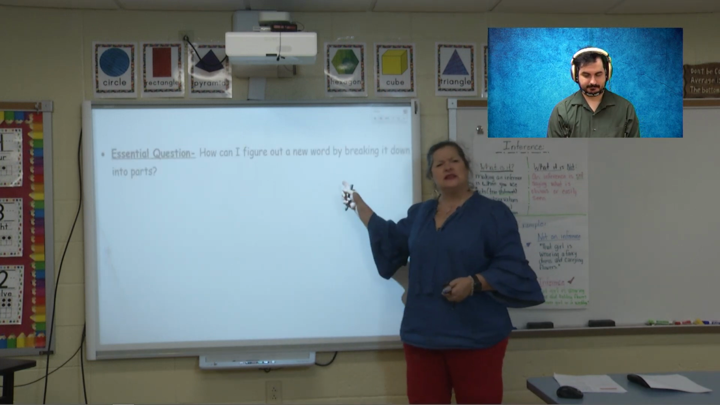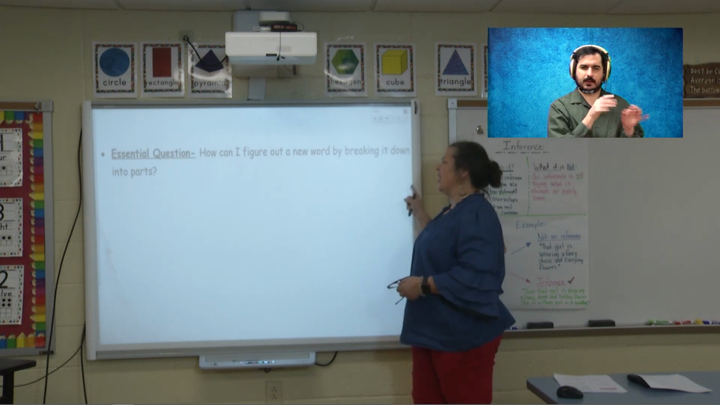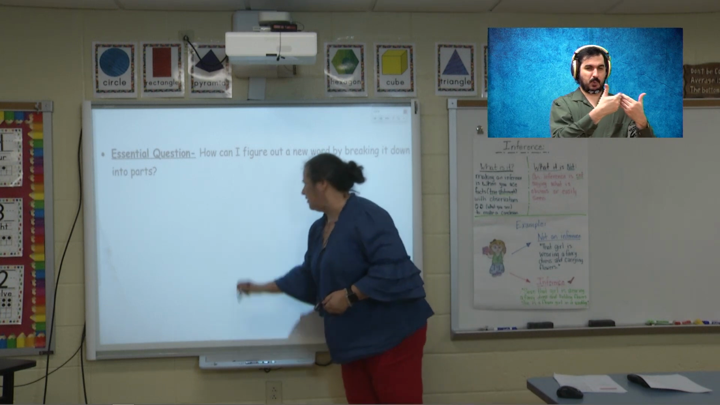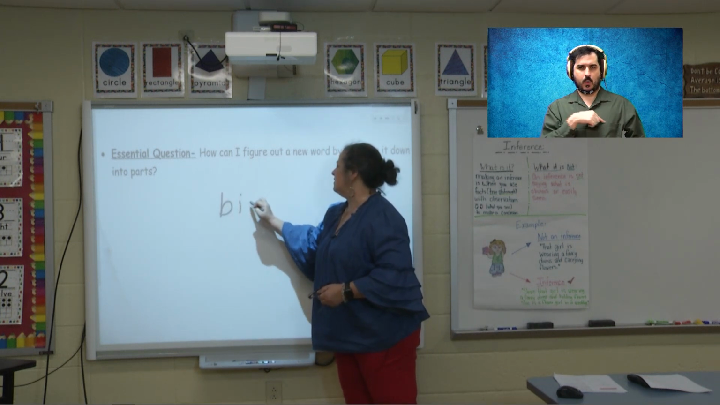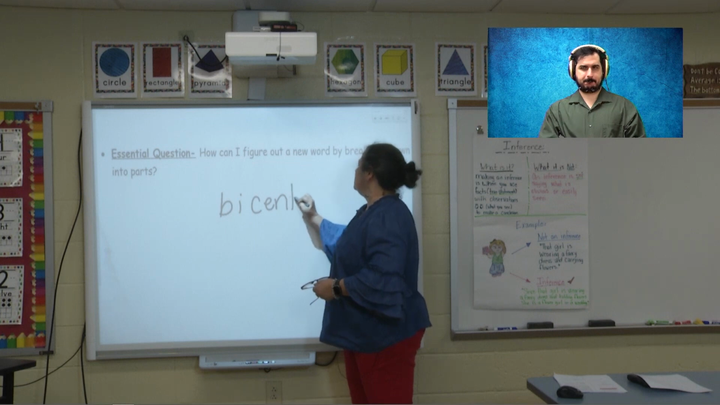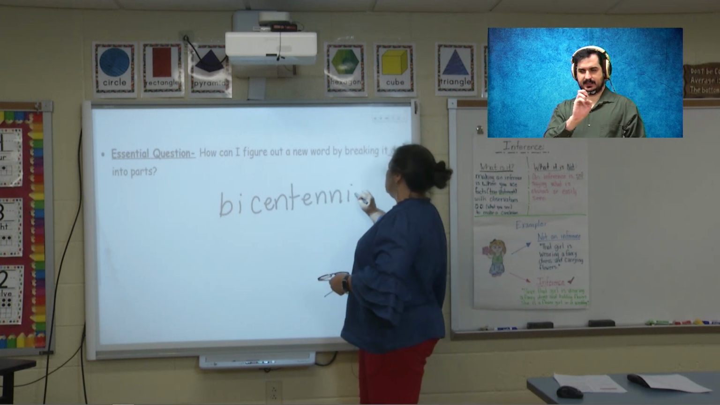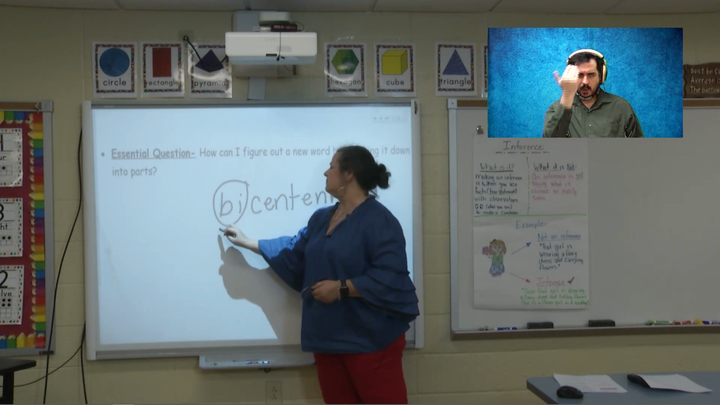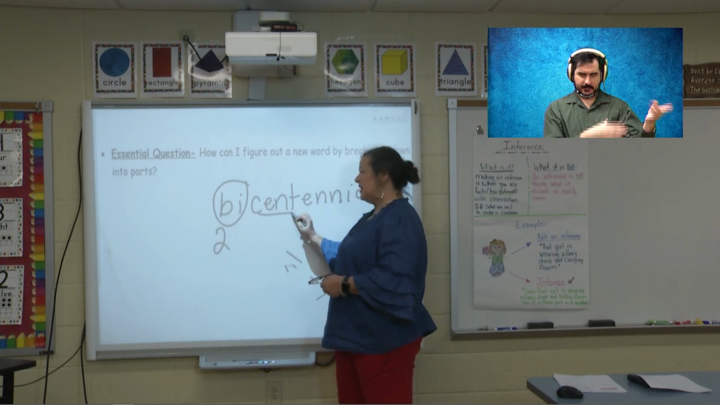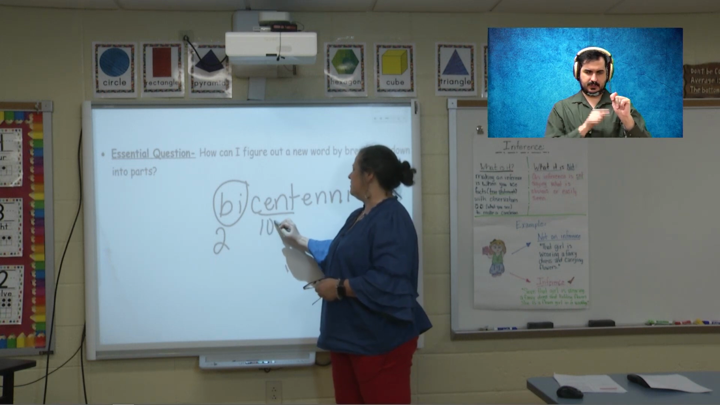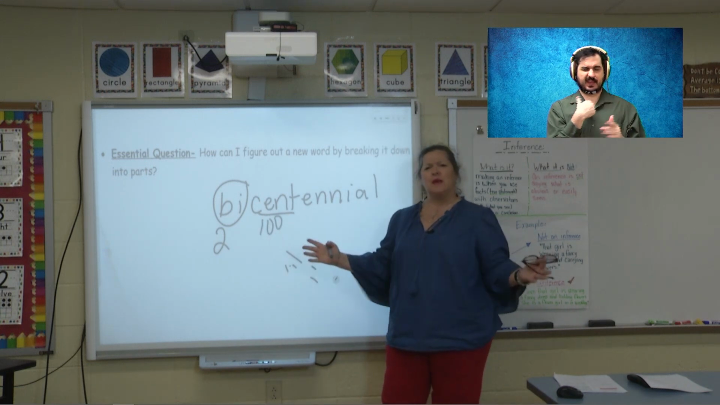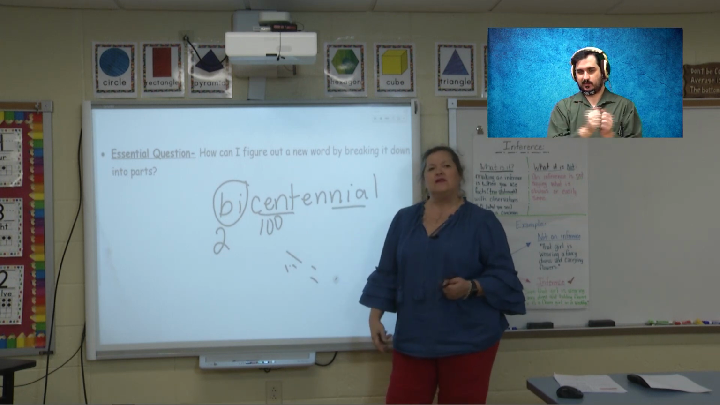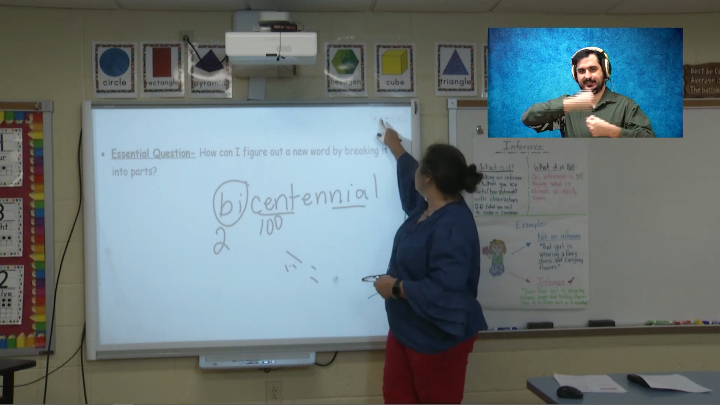So let's go back to that essential question. How can I figure out a new word by breaking it down into parts? When we look at that bicentennial, you might not have known it, but we knew what bi meant. What did bi mean? It meant 2. We knew what cent meant. It meant 100. So we had an idea that it probably had something to do with 200. I helped you with the ennial, which means years. So bicentennial.